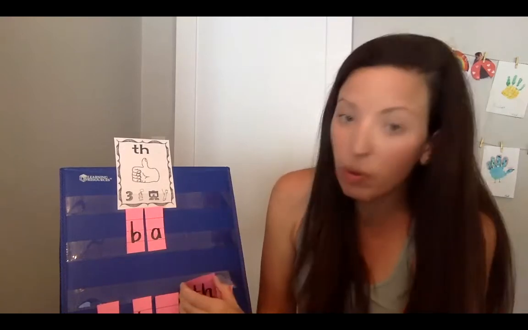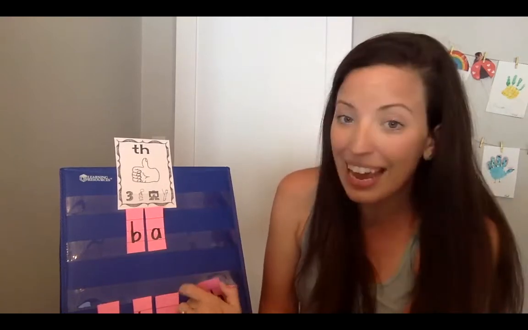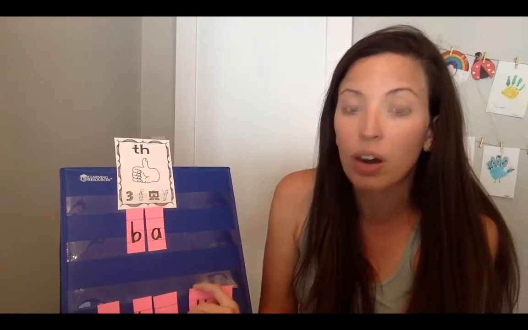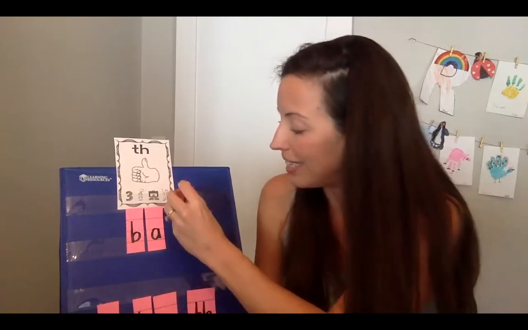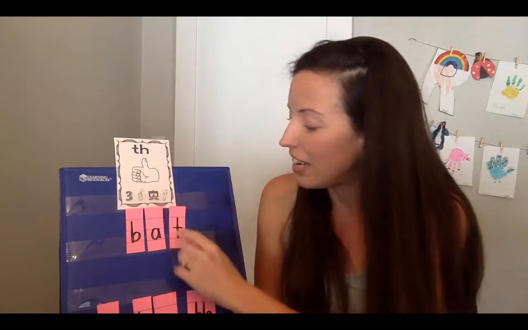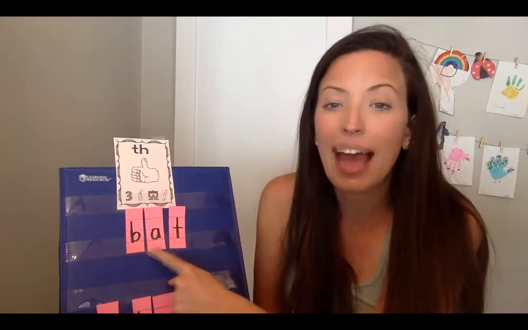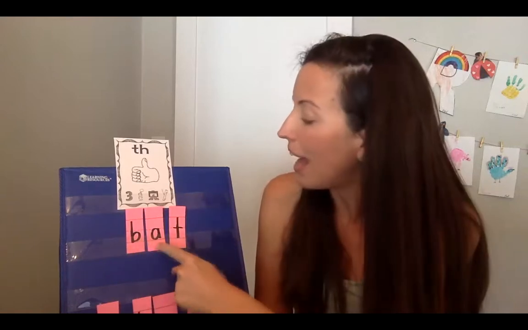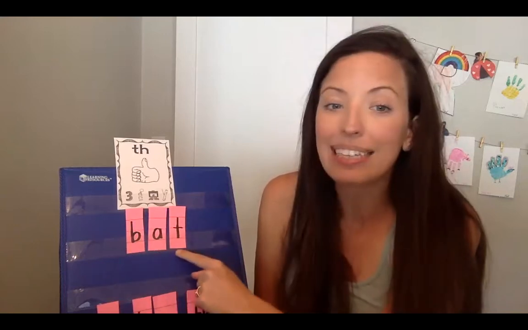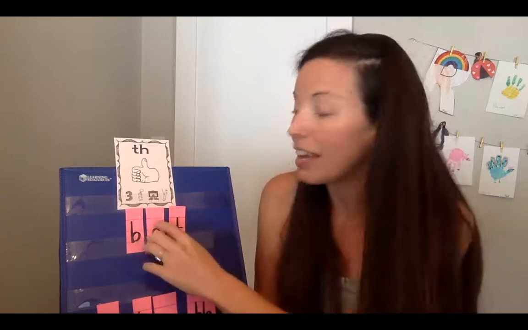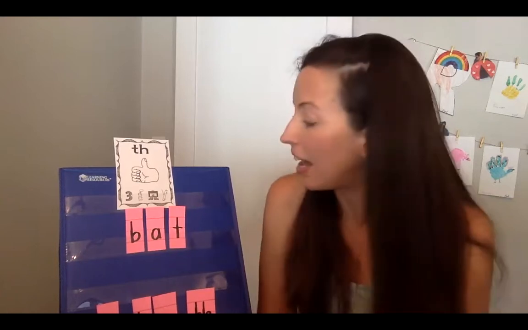And finally, we're going to just erase the H on your whiteboard and just put a T at the end. Now we have ba-t, bat. Like a baseball bat, or like a bat that flies in the night.